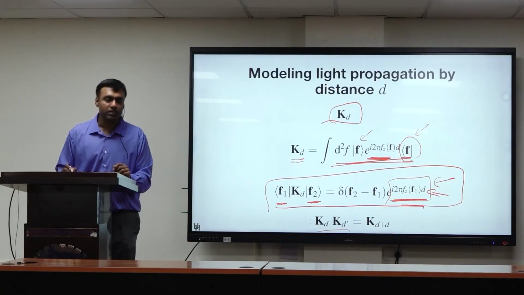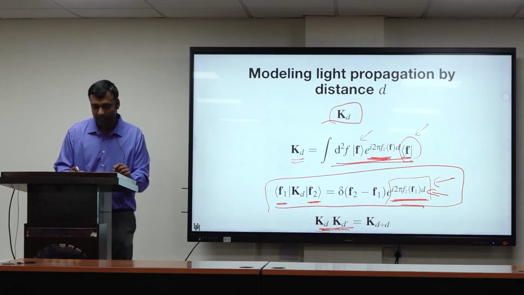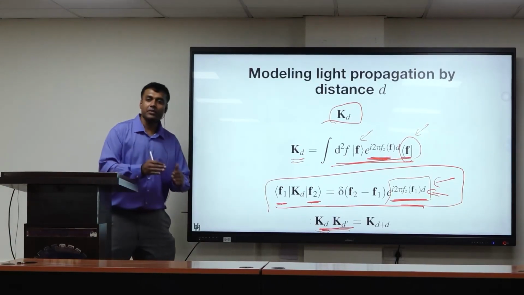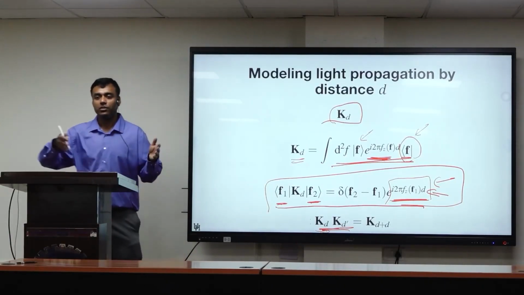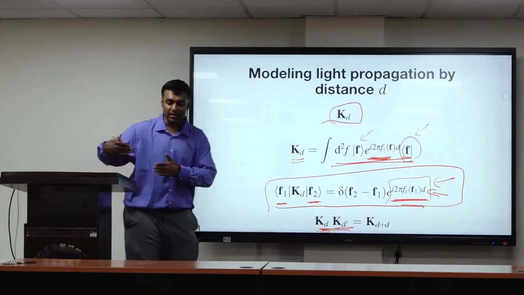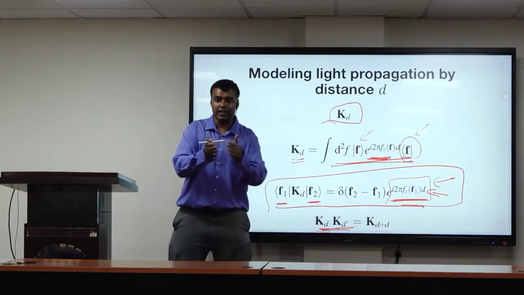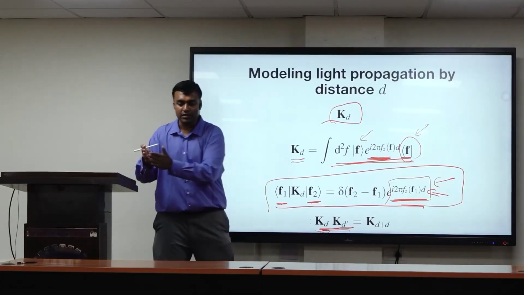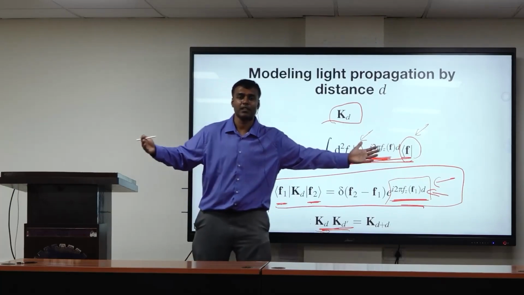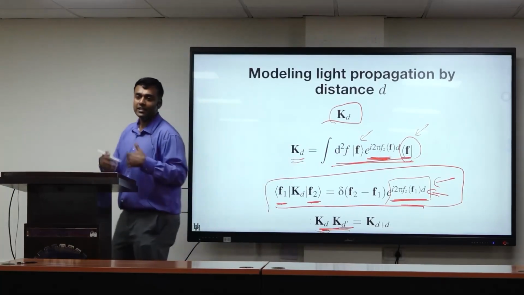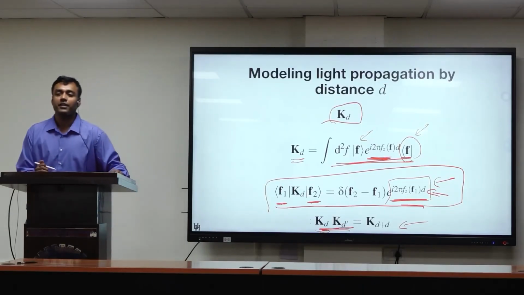One of the properties of this kind of operator is that if light travels a distance d and then d prime, it's equivalent to traveling a distance d plus d prime. Intuitively it will be clear, right? Light travels from here to here and then here to here. So d and d prime is equivalent to the entire distance d plus d prime traveled. So this is one of the properties of this kind of operator. Okay?